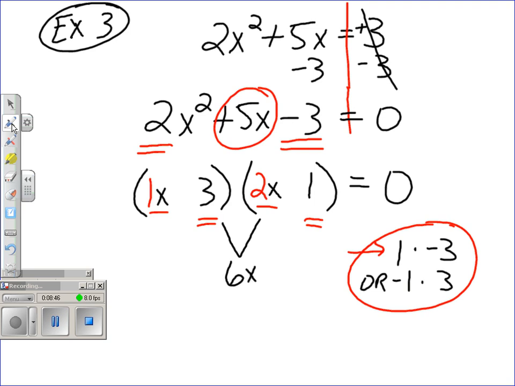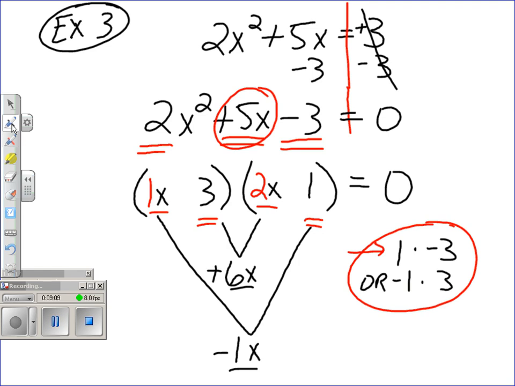And I'm going to multiply these two. 1 times 1 is 1x. And I'm going to look at those and I'm going to ask myself, is there any way to get this 5x up here, this positive 5x, from a 6x and a 1x? And if I think about it, there is a way of getting it as long as the 6x is positive and the 1x is negative.